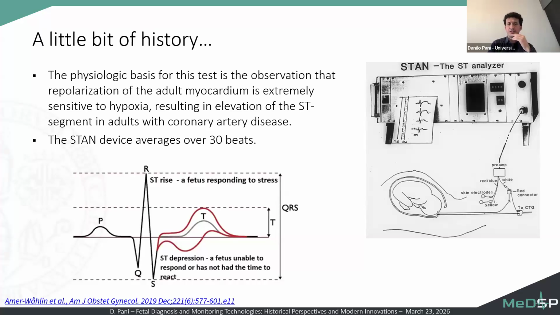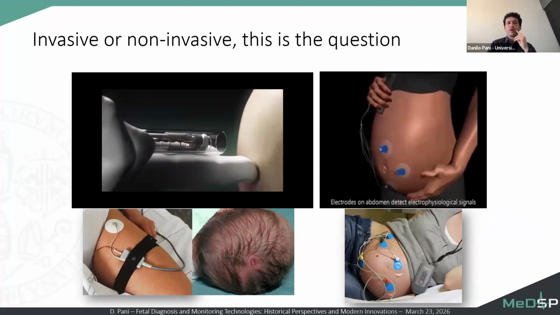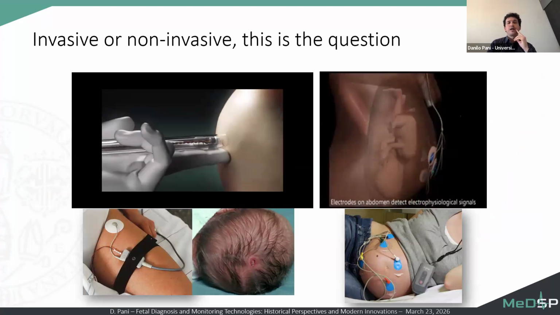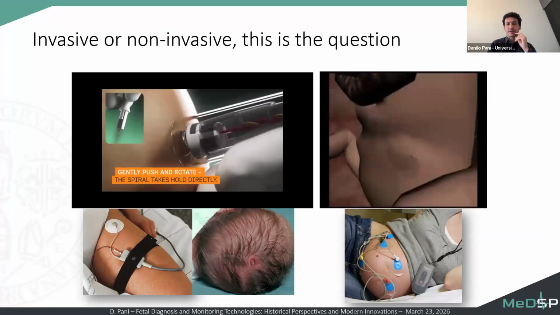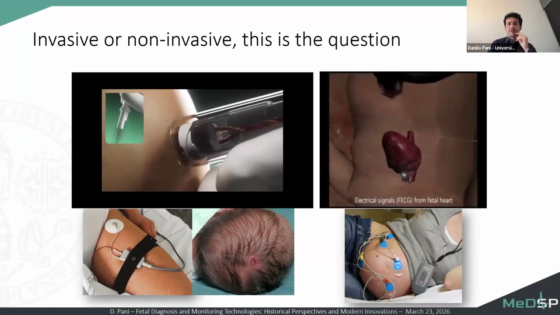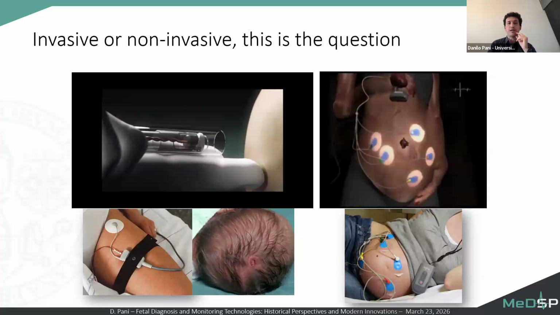The STAN devices average over 30 beats, and provide better performance in terms of fetal intrapartum monitoring compared to other technologies. For this reason, it has been used in the past, and it is also widely used. However, the problem is that in this case you have to apply an electrode on the scalp, and the scalp electrode is screwed into the skin of the head of the baby.